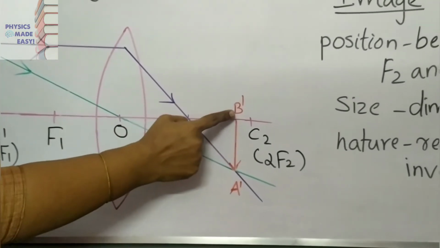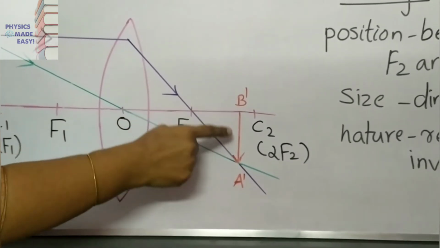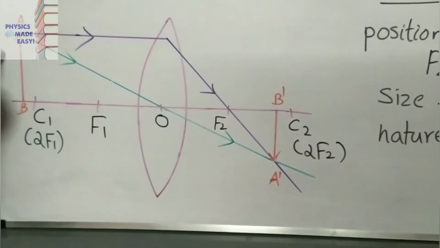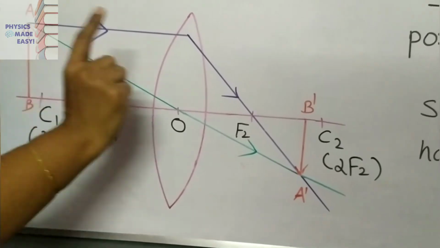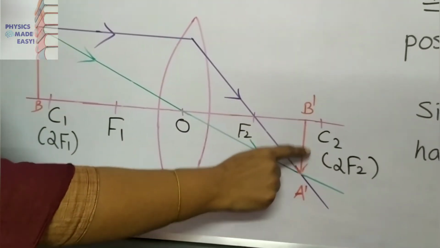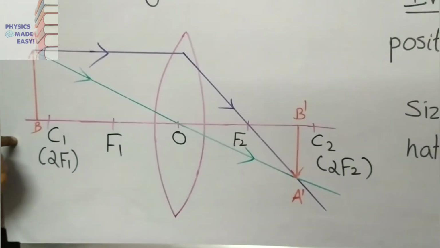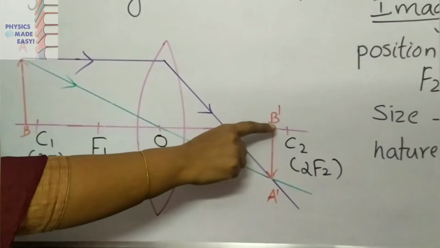Here, what about the nature of this image? That is real and inverted. What about the size? If you are comparing the size of object and image, you can see here the size of the image is less than that of the object. So here you are getting a diminished image.